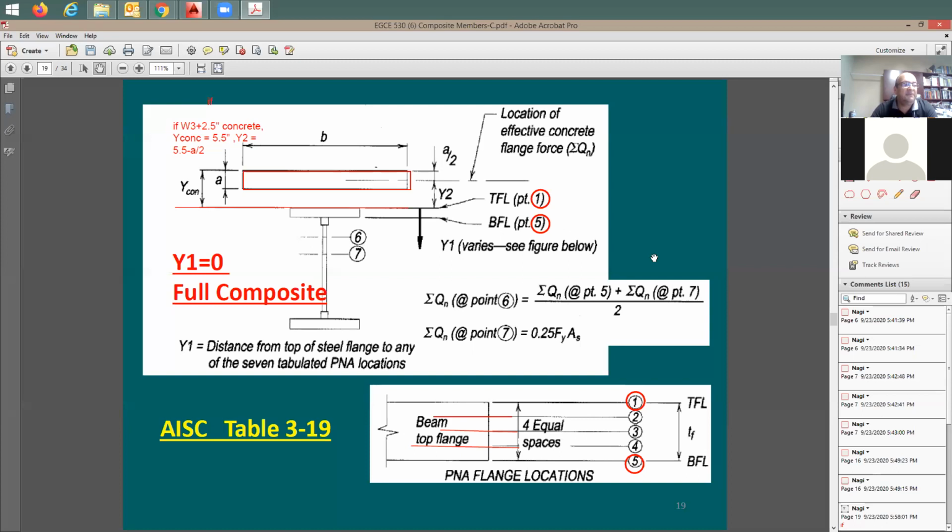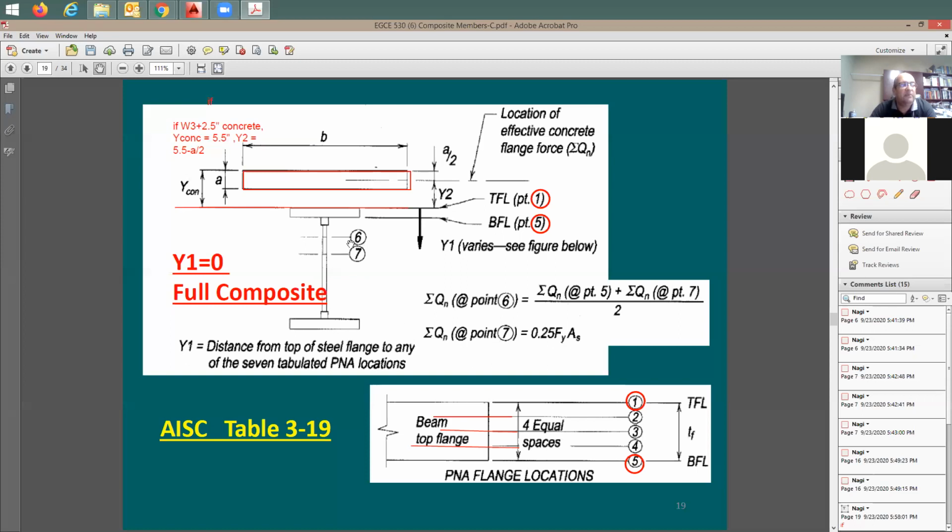Also in the table, I have seen other points. It says here 0.6 and 0.7. So I'm trying to understand what is this 0.6, what's 0.7. It says here at 0.7, the tension in the steel, which means the force that you want to transfer from the steel to concrete. That's why they call summation of Qn at 0.7 is going to be equal to quarter of Fy times As.